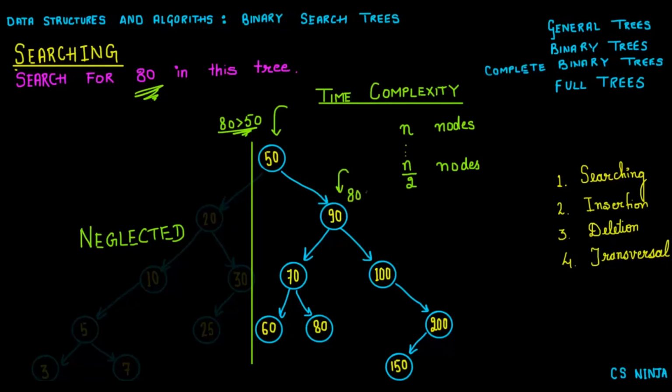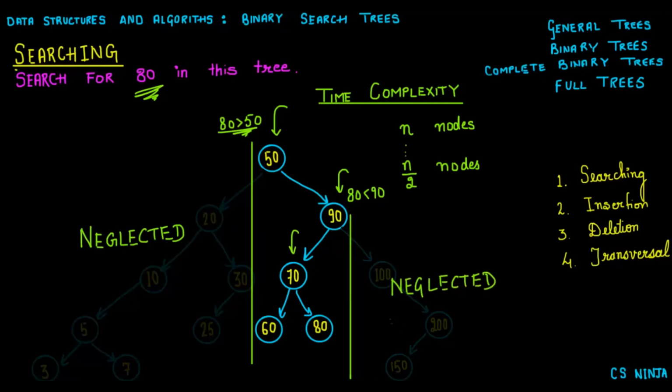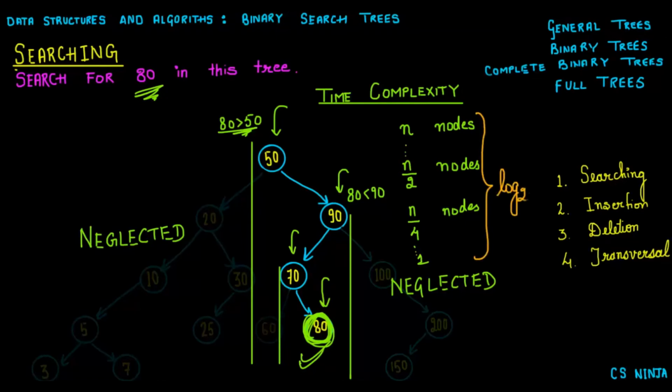Now as 80 is less than 90, we have to go to the left and again ignore the whole right subtree. Now as 80 is greater than 70, we go to the right and again ignore the whole left subtree in this process. And finally we have found our node. This process of elimination makes the process really fast. And we calculate this series will amount to log n.